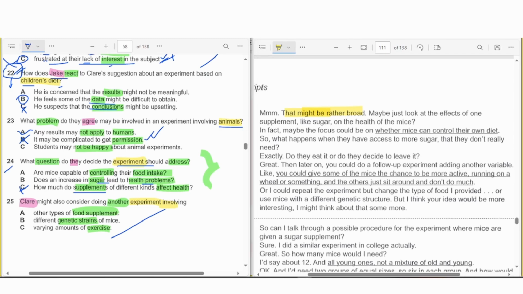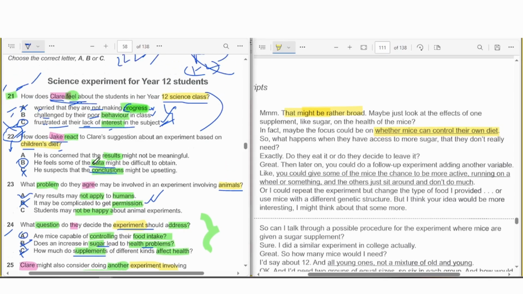In fact, maybe the focus could be on whether mice can control their own diet. So what happens when they have access to more sugar that they don't really need? Exactly. So see, they have talked about both, but finally they agreed with this one. Mice can control their own diet or not. So the answer will be A.